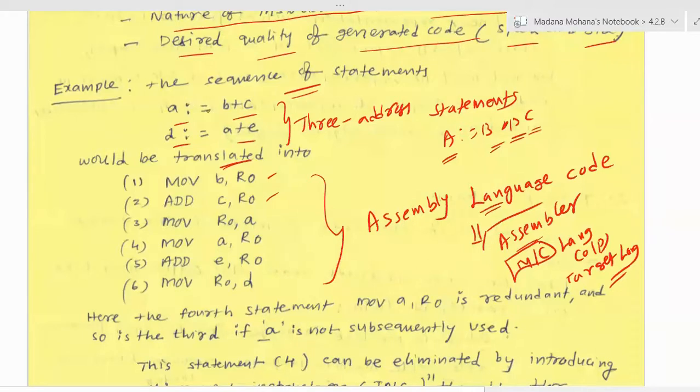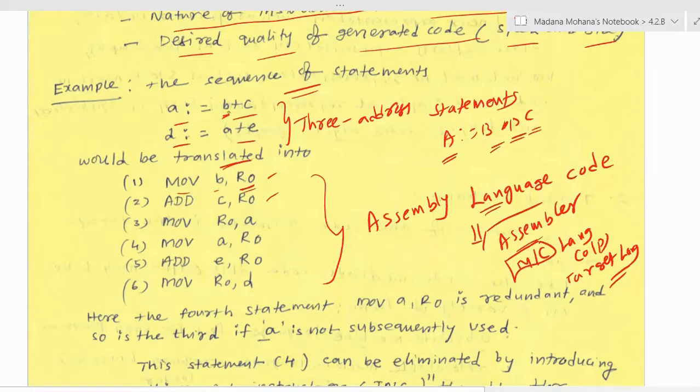Now for these two three address statements, see how the assembly language code is given here. See, first B plus C: we are moving the operand value B into register R0. So move B comma R0.